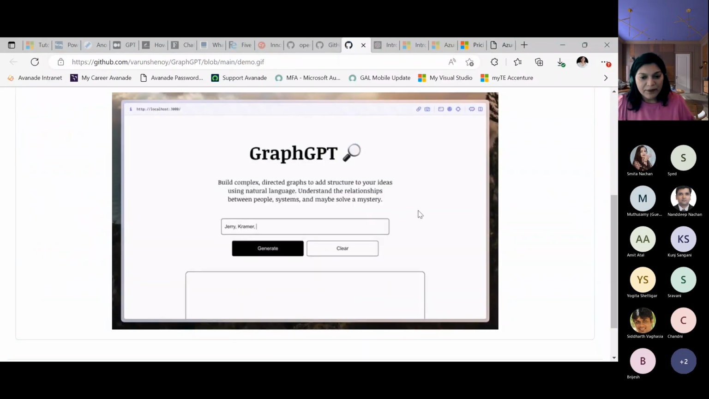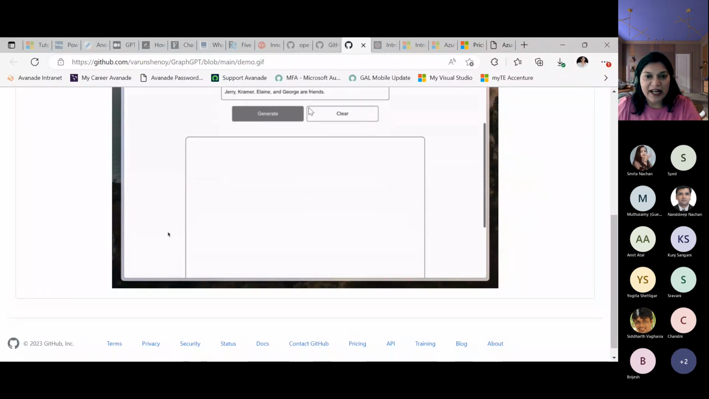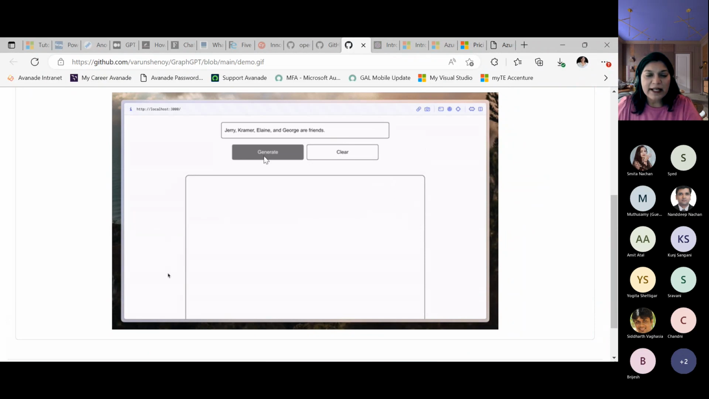So you see here, I'm specifying that Jerry, Kramer, Ellen, and George are friends, and I'm just clicking on generate. Then it is generating the graph, which is giving me George, Jerry, Ellen as nodes, and the relationship between them as friends. Then I'm adding more complexity. So Newman is Jerry's enemy, but he lives in the same building as Jerry and Kramer. Now I'm clicking on generate again.